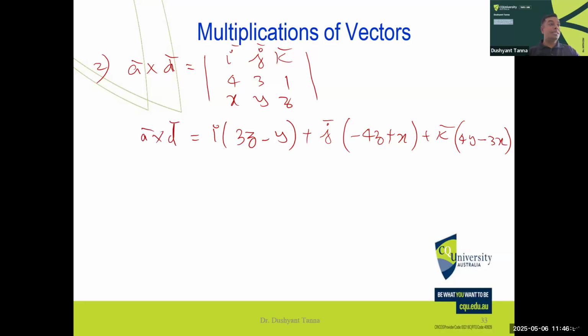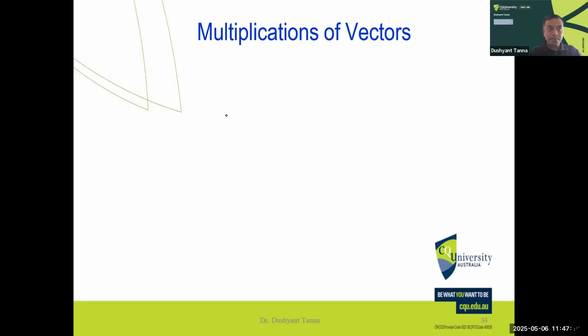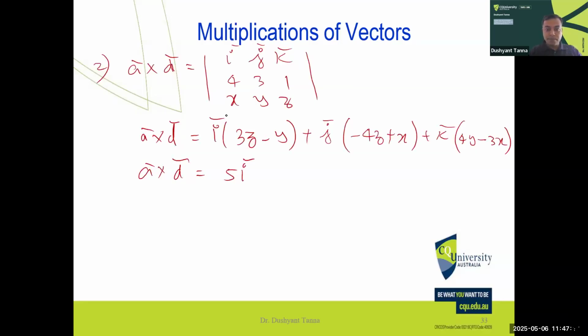But in the question, it says that A cross D is 5i minus 2j plus 2k. Let me just write it a bit nicely so we can compare the equations. Or if you want, I can say i times 5, the same thing.